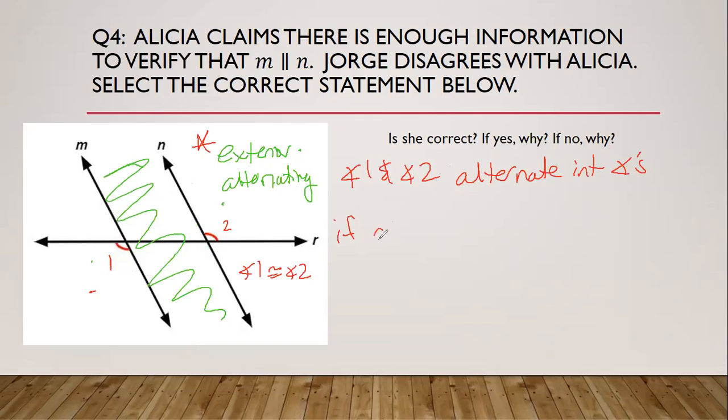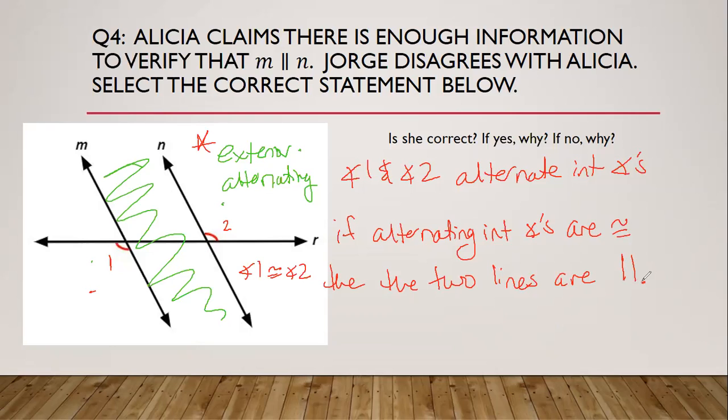Because if alternate interior angles are congruent, then the two lines are parallel. This is the converse of the alternate exterior.